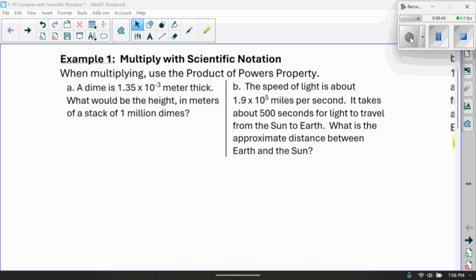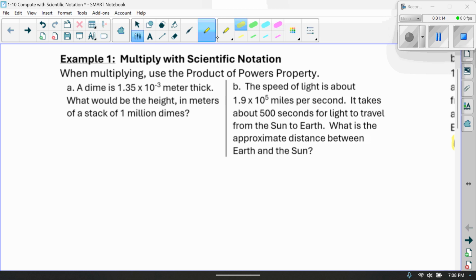So for example 1, we're multiplying with scientific notation. When multiplying, we can use the product of powers property. And again, when you are multiplying powers, you add the exponents. Example 1a says a dime is 1.35 times 10 to the negative 3 meter thick. What would the height be in meters of a stack of 1 million dimes?